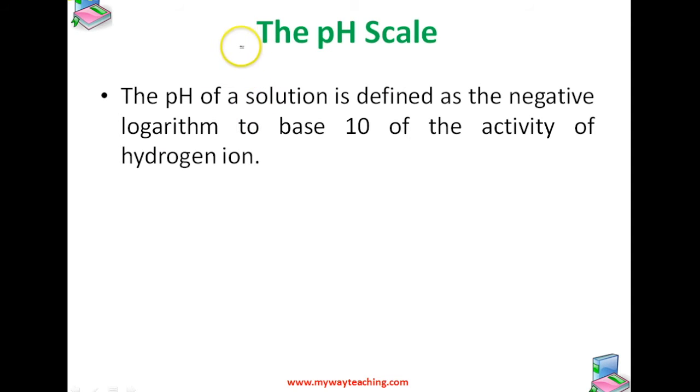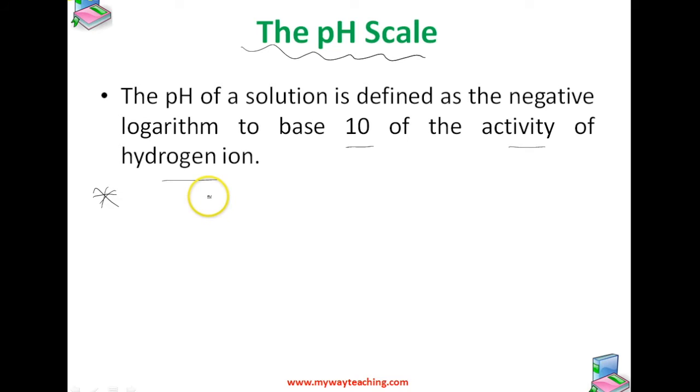Okay, next concept is the pH scale. The pH of a solution is defined as the negative logarithm to base 10 of the activity of hydrogen ion. So this is known as the pH scale. Okay, please note down this definition. Hydronium ion concentration in molarity is more conveniently expressed on a logarithmic scale known as the pH scale.